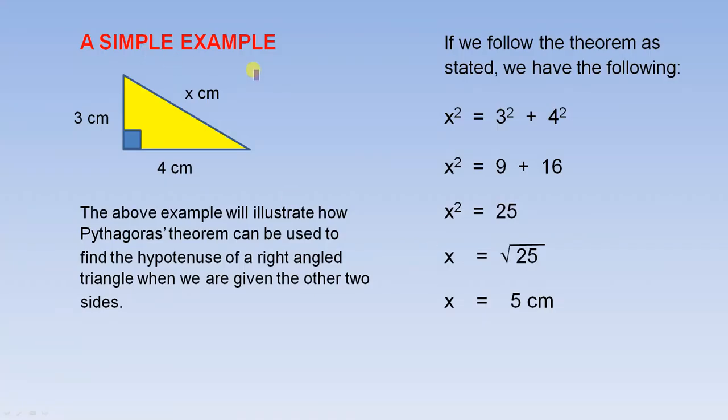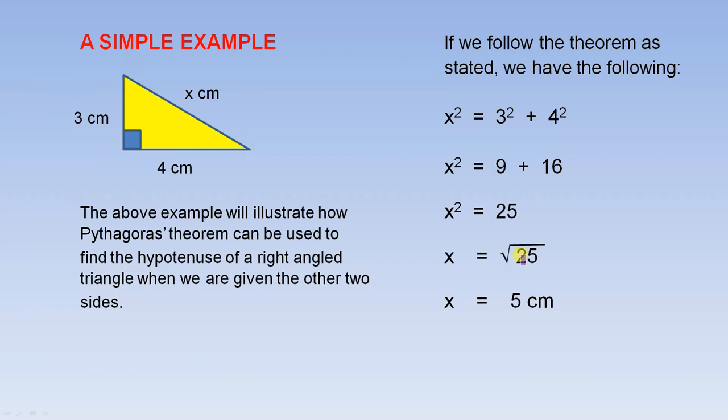Let's have a look at a simple example which will enable us to find the hypotenuse when we're given the other two sides. So the above example will illustrate how Pythagoras' theorem can be used to find the hypotenuse of a right angle triangle when we are given the other two sides. If we follow the theorem as stated, we have the square on the hypotenuse, which is x squared, equals the sum of the squares on the other two sides, 3 squared plus 4 squared. Going down to the next line, 3 squared is 9, 4 squared is 16. We add those two together to give us 25, so x squared equals 25.